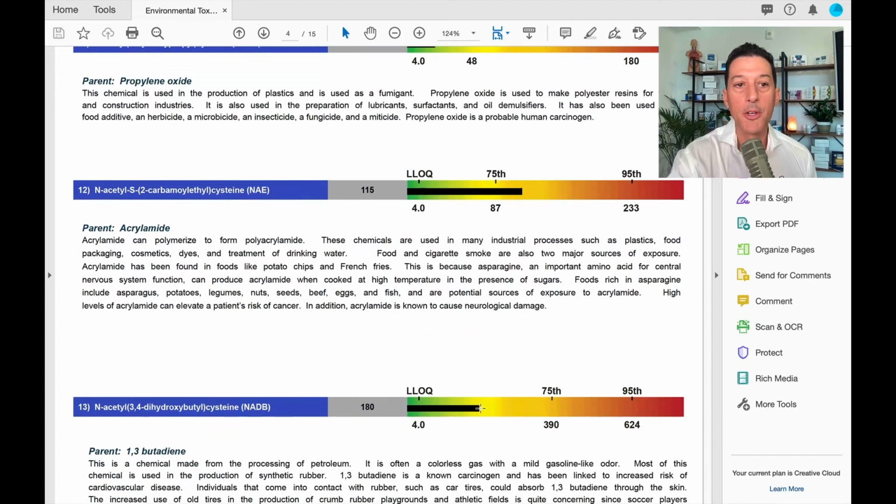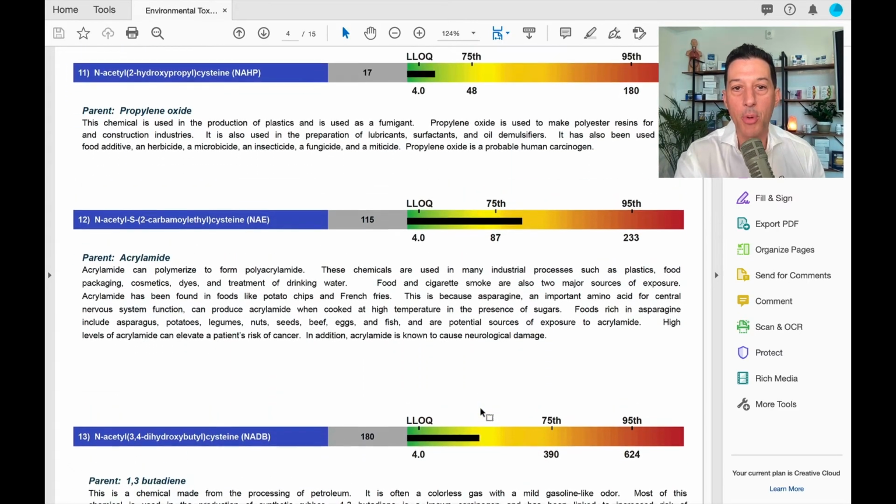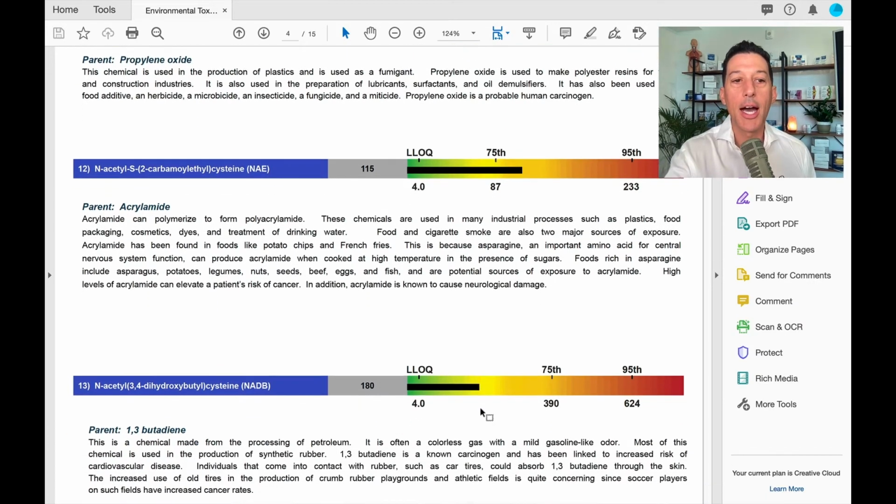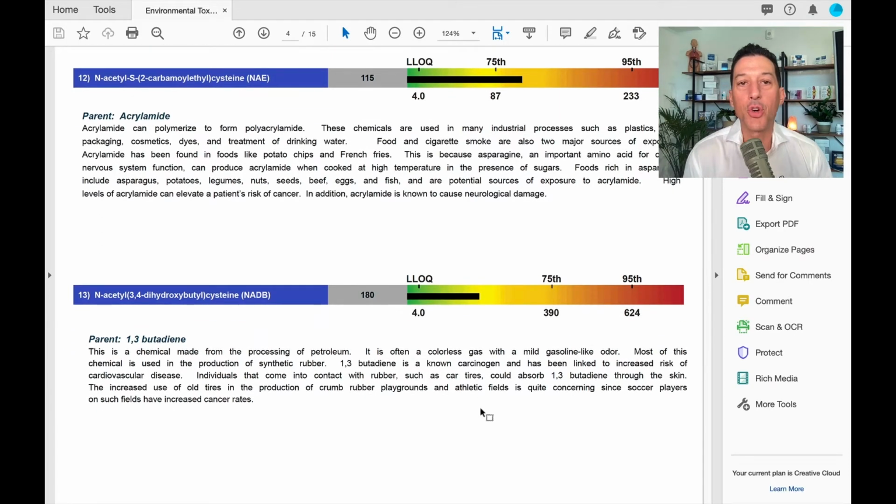It really is. All right, the next one, this person is just mildly elevated, the next one is propylene oxide. This one is from textiles and industrial-based construction. Don't typically see this too often. Now, number 12 in this lab is called acrylamides. This is a really important one to talk about.